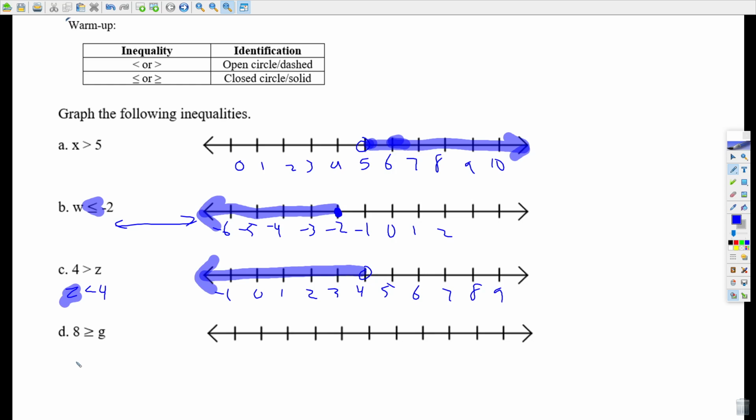So long as z, or the variable, is first, you're good. Last one, again, I would flip it around. 8 is greater than or equal to g. If you flip that around, the sign switches as well. G is less than or equal to 8. So you go 8, 9, 10, 11, 7, 6, 5, 4. And then less than or equal to means a solid dot at 8. Shade to the left again. Here we go. And notice I'm putting these right on top of the graph, not above it, but actually on the number line.